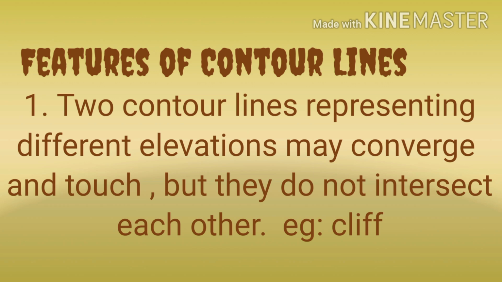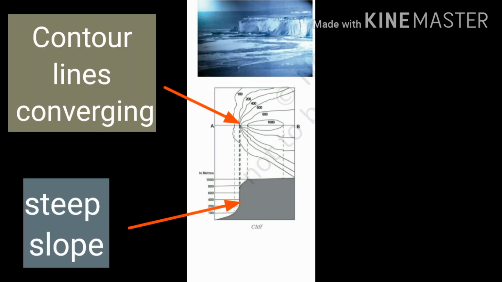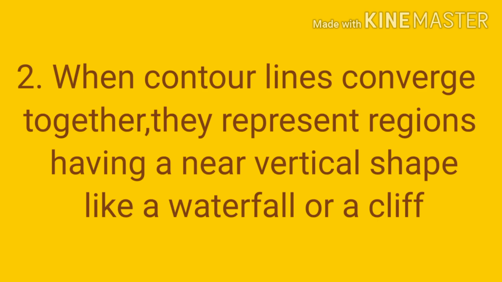The first feature of contour lines is that two contour lines representing different elevations may converge and touch, but they do not intersect each other. For example, a cliff. A cliff is a landform generally found along the coastline. It is a steep vertical slope. Here, many contour lines with different altitudes come and touch each other, but they never intersect.